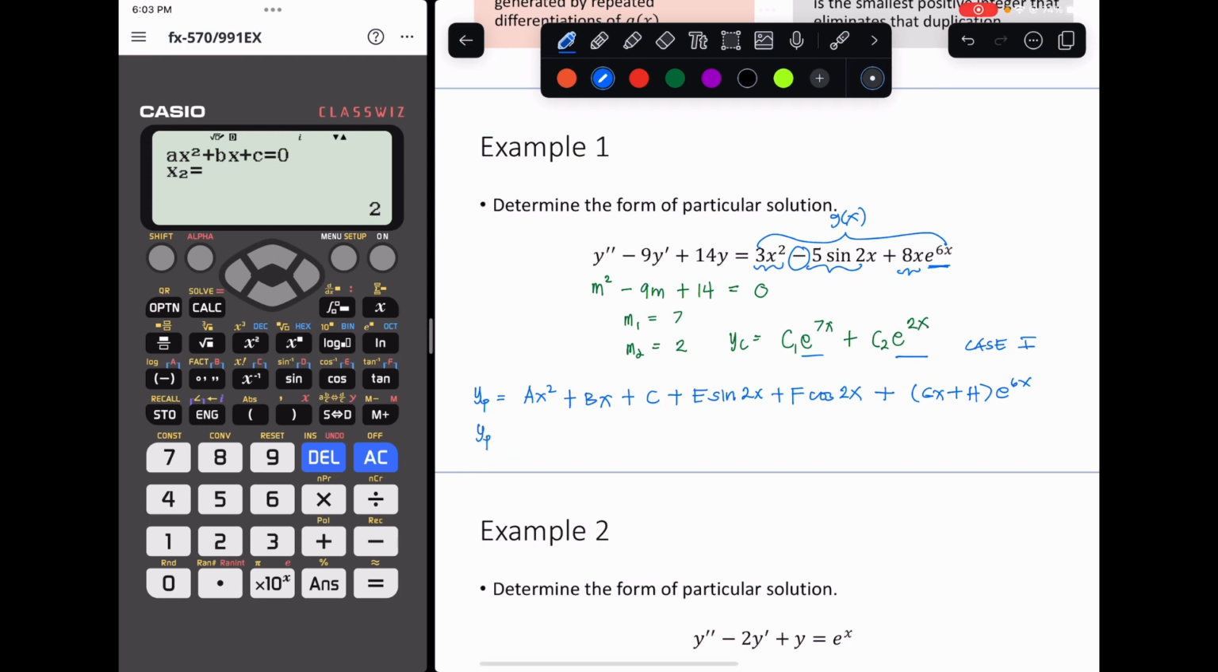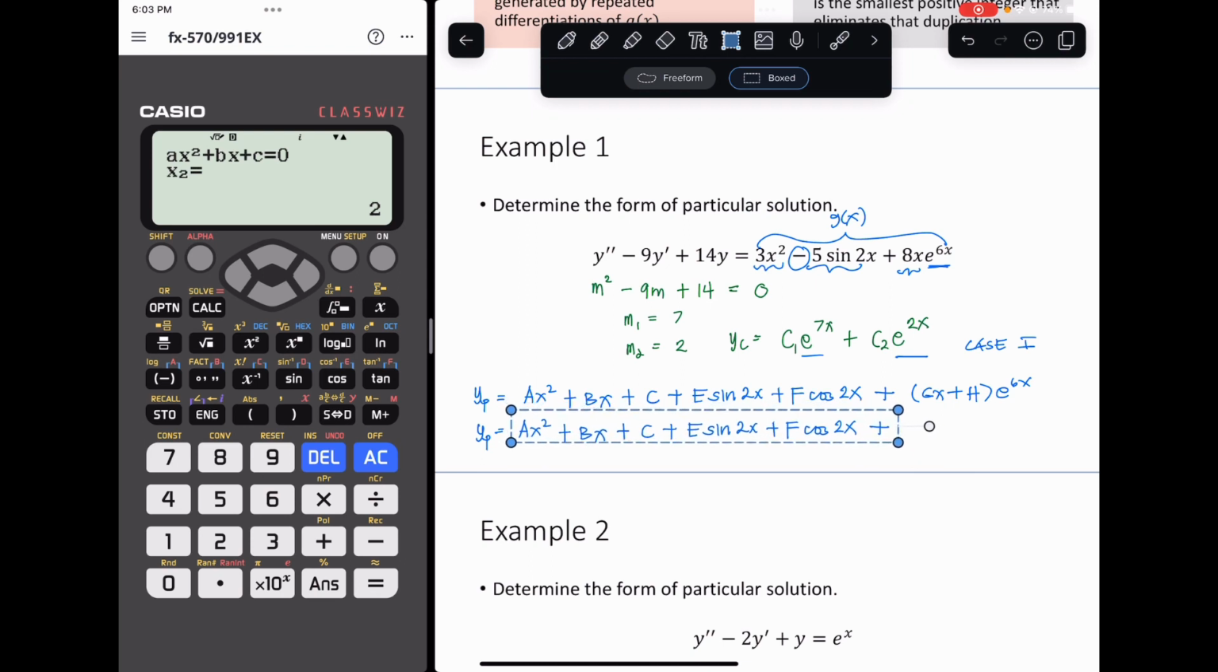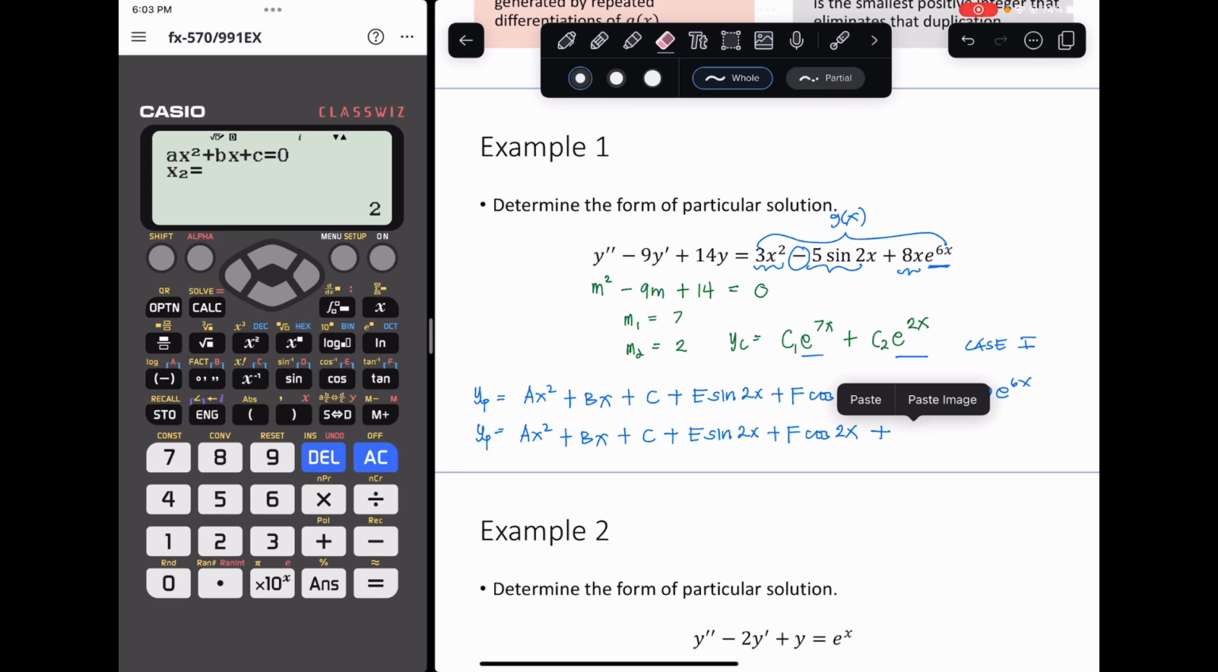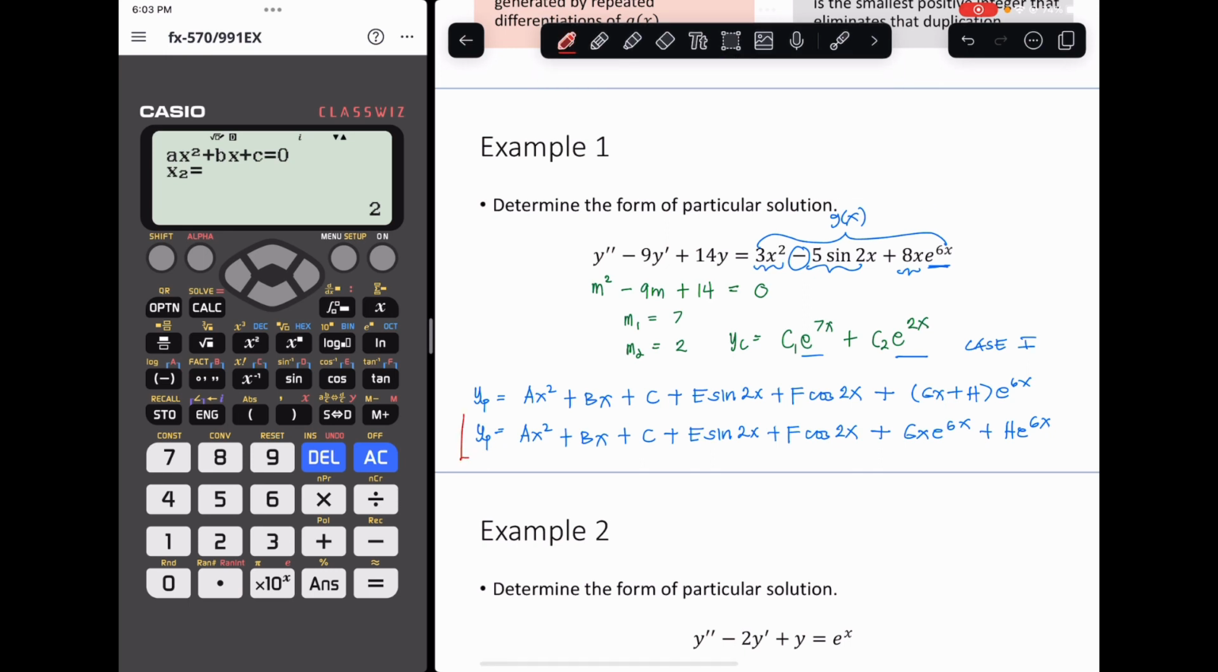Or we can rewrite this by distributing it: plus gx e raised to 6x, and then plus h e raised to 6x. And that will be our particular solution. So this is for case 1.